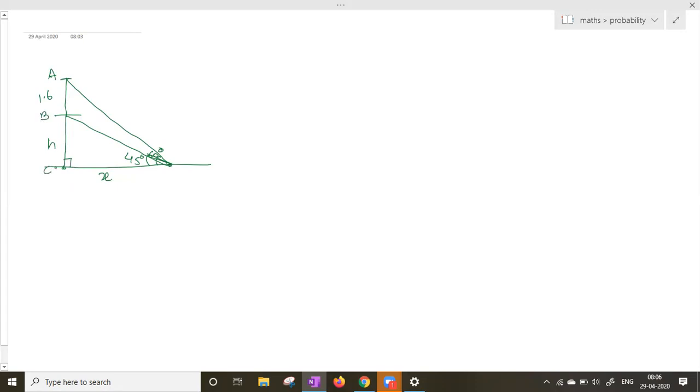AB is a statue, BC is a pedestal. Tan 45. In triangle BCP, angle P is 45. So we have to use tan 45 is equal to h by x. 1 is equal to h by x. h is equal to x. And then triangle ACP. Tan 60 is equal to opposite side, 1.6 plus h, divided by base x. Tan 60 is root 3. 1.6 plus h by h, because x and h are equal.